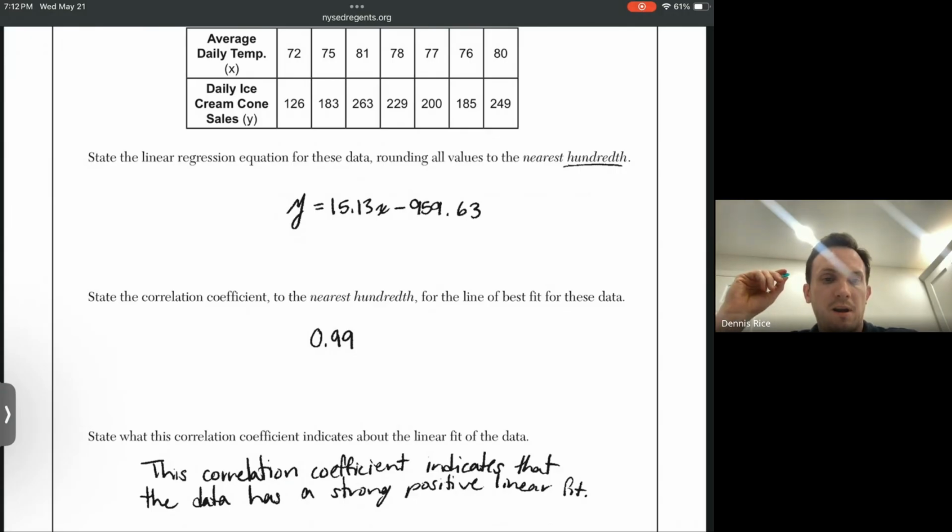Okay, Lin Reg, your R value, 0.99, strong and positive. Now, sometimes they'll say in the context of the situation. I always like to throw that out there just in case, saying something like average temperature, strong and positive between temperature and ice cream sales, something like that. Make sure you're saying strong because it's close to 1 and positive because it's a positive number.